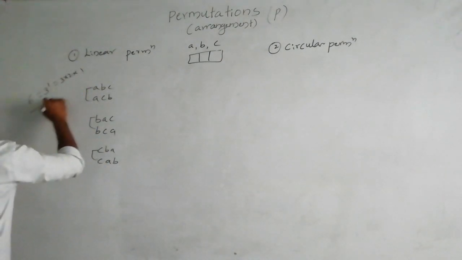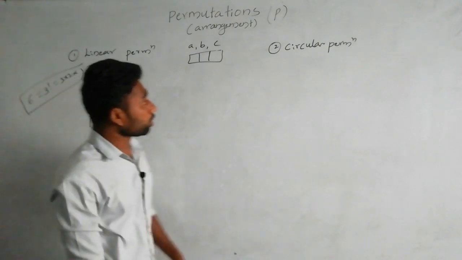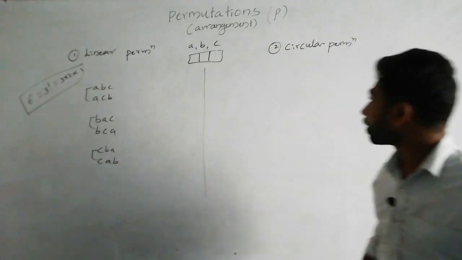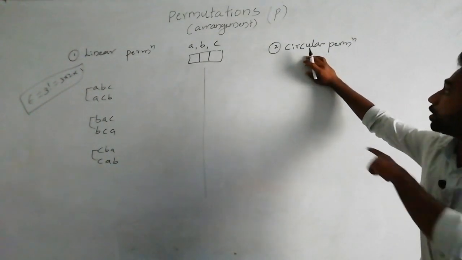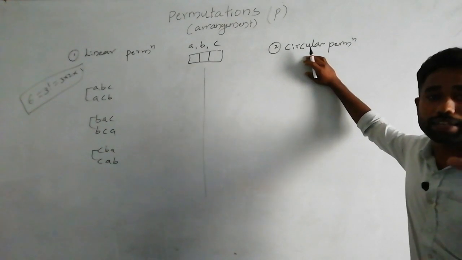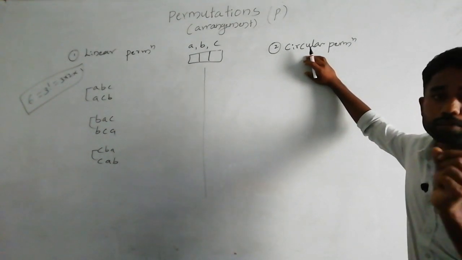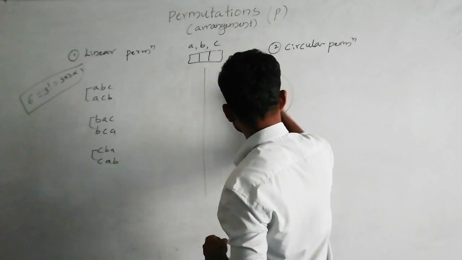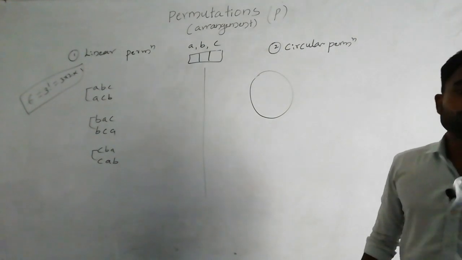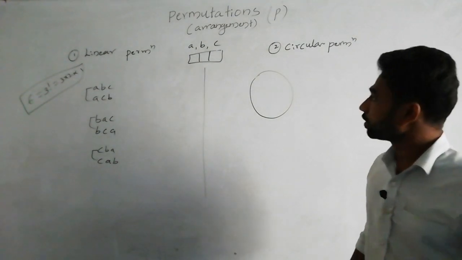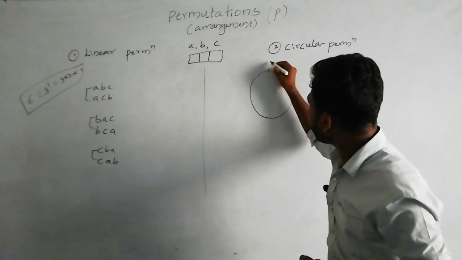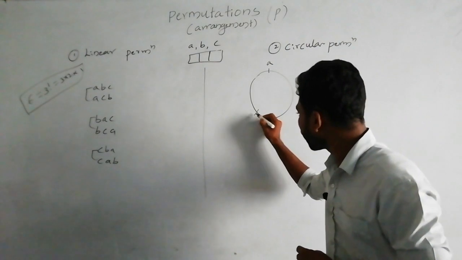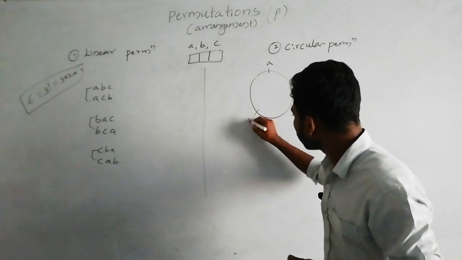Just keep this in mind. Next, moving on to circular permutation. What is circular permutation? As we said before, in circular permutation the letters are arranged in the form of a circle. So I am taking one circle. On the circle we have to arrange three letters. First, keeping A in the top position, the remaining two letters go either left or right. I am taking C and B.